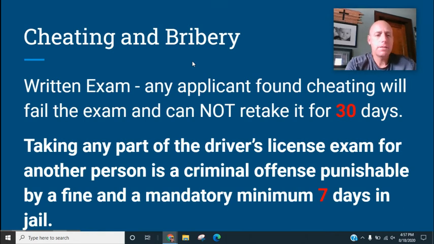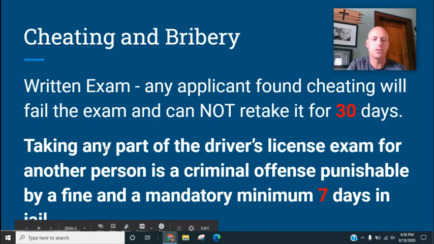If you take an exam or have someone take a driver's license exam for you, that's a criminal offense, and that is punishable by a fine and a mandatory minimum 7 days in jail. So if someone is taking an exam for someone else, that is a criminal offense. That's even more serious than looking up an answer on your cell phone and getting caught. If you have someone else take the exam for you, it's criminal, and you spend a mandatory minimum 7 days in jail for that.